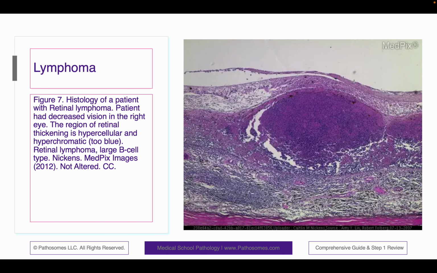Here we have histology of a patient with retinal lymphoma. The patient presented with decreased vision in the right eye. And we can see here in the image diffuse basophilic cells. This is retinal lymphoma, large B-cell type.